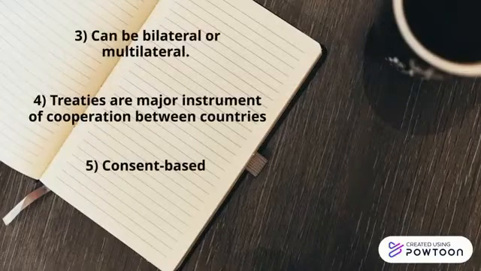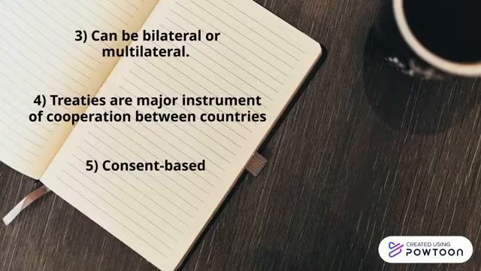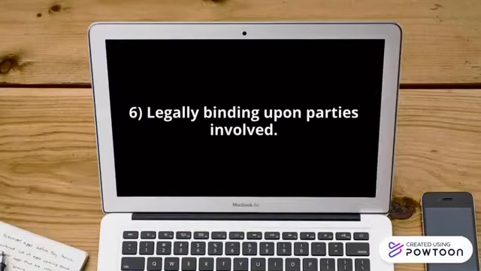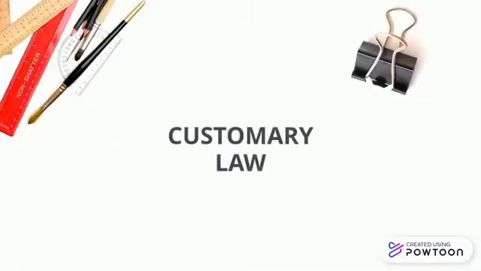Treaties can either be bilateral or multilateral, and treaties are major instruments of cooperation between countries in international law. We must note that a treaty is consent-based, and we need approval through an accession or signature. Treaties are legally binding upon the parties involved. So it means that those who made the rules and regulations and agreed on the treaty must be legally bound by it. Moving on to international customary law.